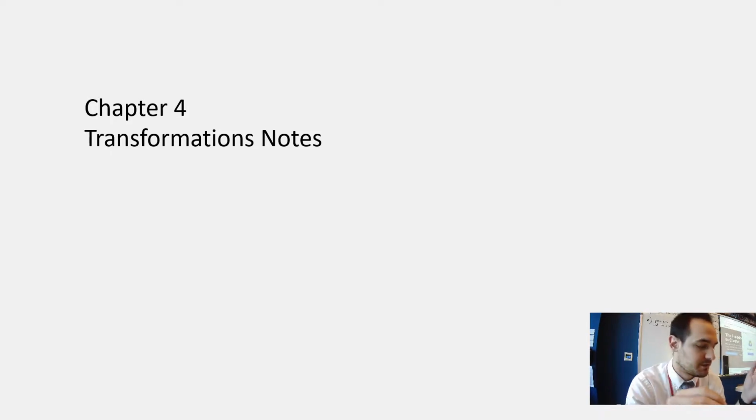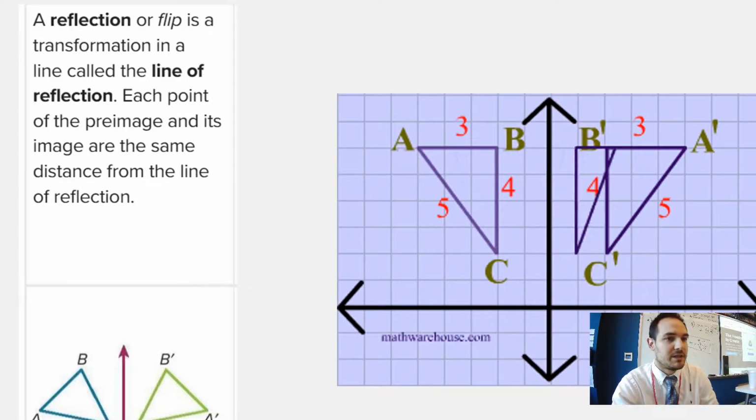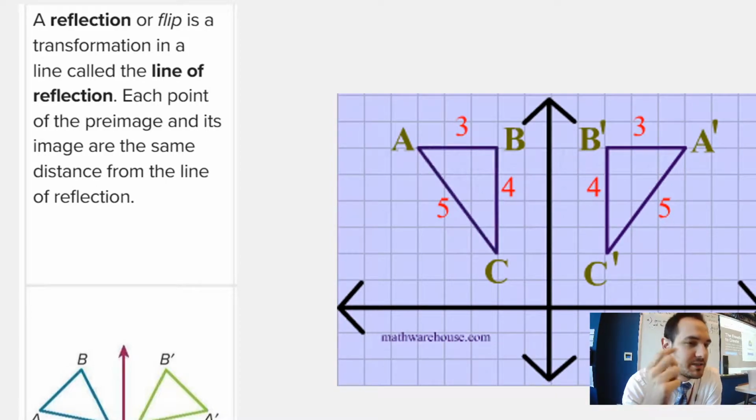So let's begin with our transformations. First one is reflection. This whole section is about taking shapes in space and doing something to them. Most of them are going to come with words that we already know the definition of. So for example, reflection. We know reflections. We see that word all the time.